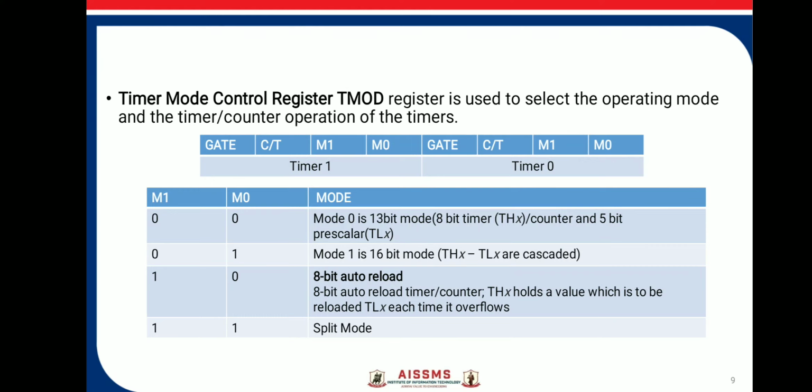The bit number D3 is counter or timer. When we put this bit as 0, then we use it as a timer, and otherwise as a counter. The gate bit is used to stop the timer or counter by hardware or by software.